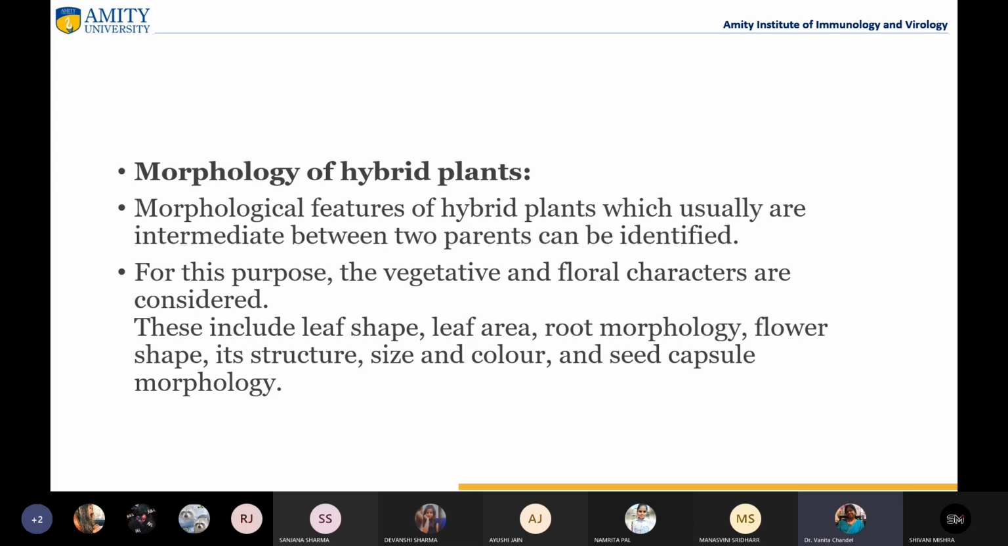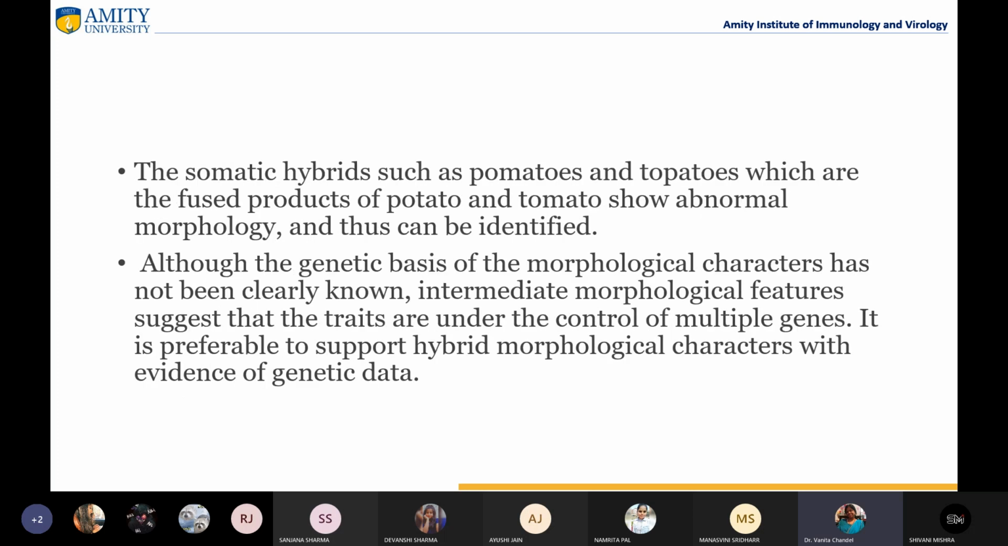All these factors we'll take into consideration. Then the somatic hybrids such as tomatoes and topetos, right? Tomatoes and topetos, basically tomato and potatoes. These were the plants which were fused of potato and tomato, right? A few years back, certain plants were being produced that would produce potatoes as underground tubers and tomato on the top, right? So these plants were also generated. So these can be identified. We'll know, देख के पता चल जाएगा, right?